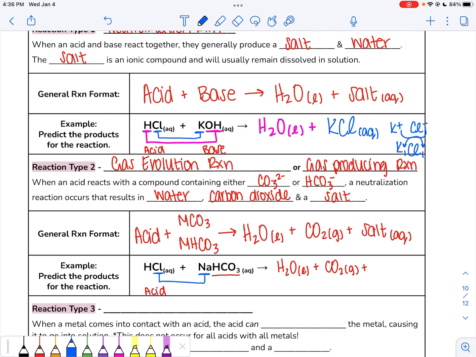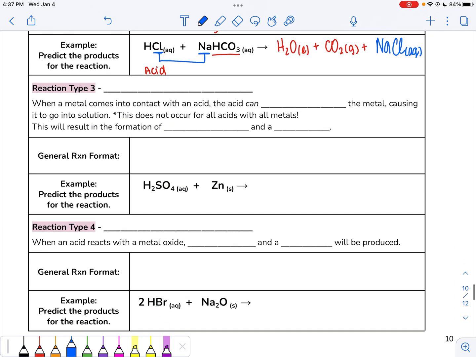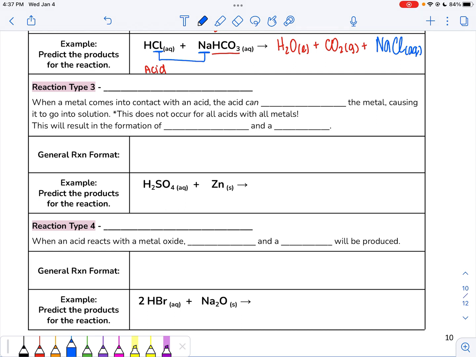What salt do we make? Well, we have our Na, our cation over here, which is going to bond with our Cl over there. So these two things are going to come together to form an ionic compound. Take a second, pause the video, see if you can crisscross your charges. What ionic compound are we going to make? We're going to make NaCl. All right, so there is our reaction type 2.